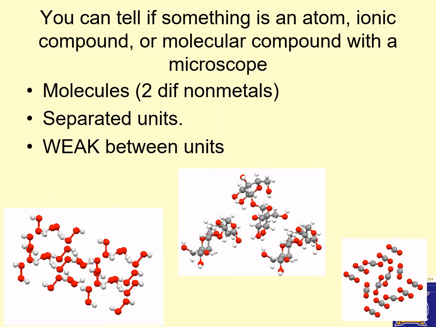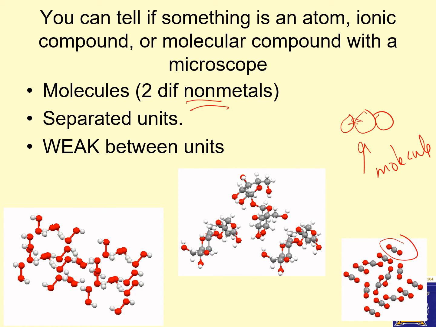Okay. You can tell if something is ionic, an atom, or molecular. Molecules are going to be two different nonmetals, all right? And they're going to be separated units usually, and it's going to be weak between units. So here we go. Here's a unit. So we got the red, the gray, the red. So this is a molecule. All right, I took it out of here.